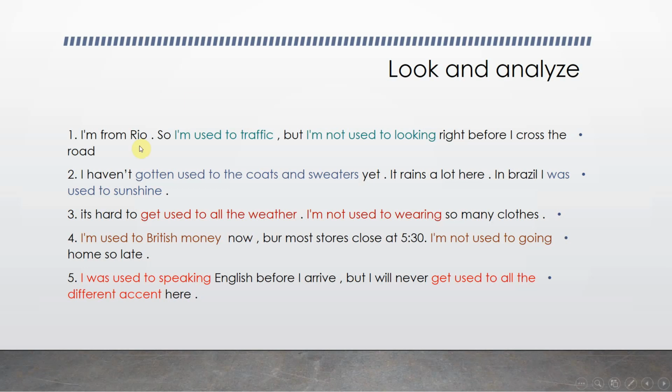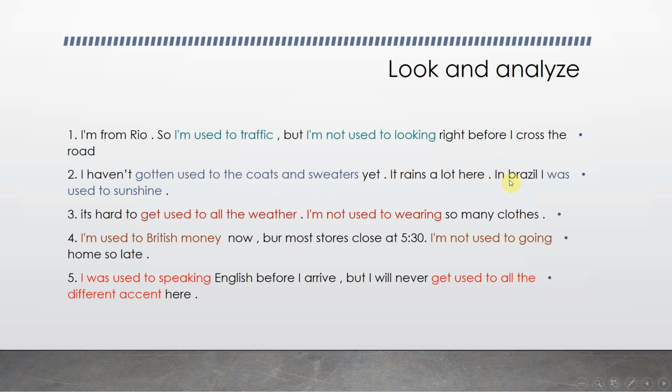Number 2, I haven't gotten used to the coats and sweaters yet. It rains a lot here. In Brazil, I was used to sunshine. Here we have I haven't gotten used to the coats and sweaters. زي ما حكيت لكم هون عنا get هي بالأصل get used to بس هون get أجت عنا في present perfect tense. I haven't gotten plus used to plus the coats and the sweaters اللي هي أصلا هي عنا noun or noun phrase يعني مش verb with ing.